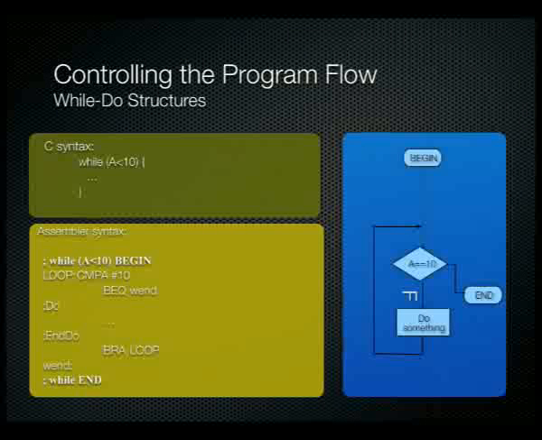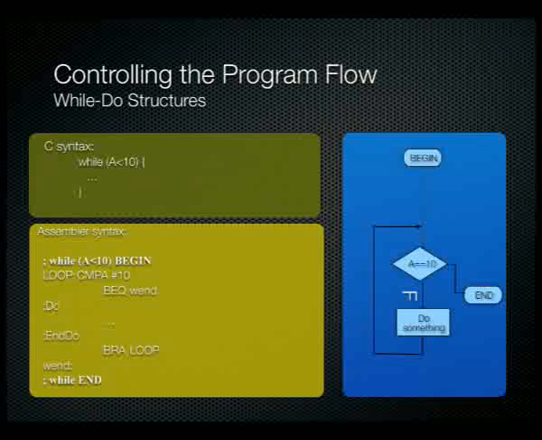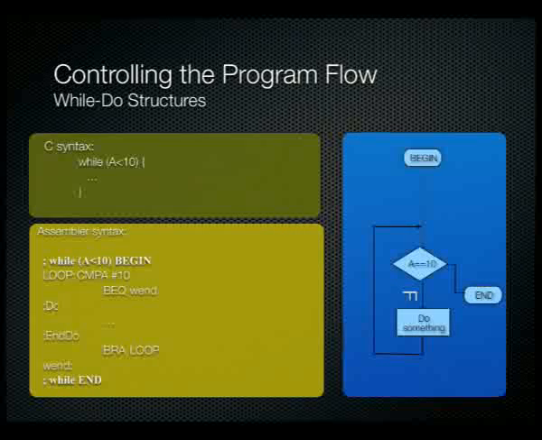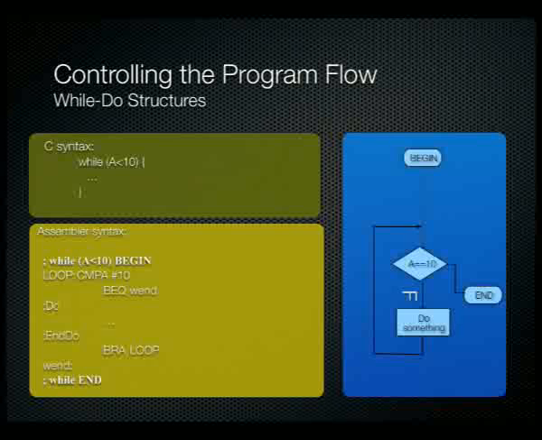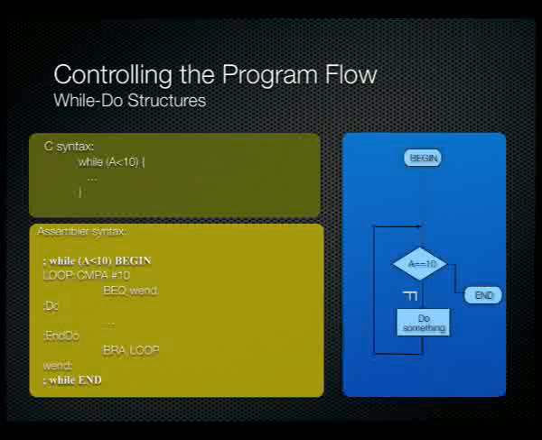So another one of the structures that we use quite frequently inside assembler is of course a while do structure. When it comes to C syntax, a while structure is simply using the while keyword, and then we give it the condition in the brackets, and then we use the curly braces to make a compound statement to define what chunk of code we actually need to keep repeating while that particular condition is true.